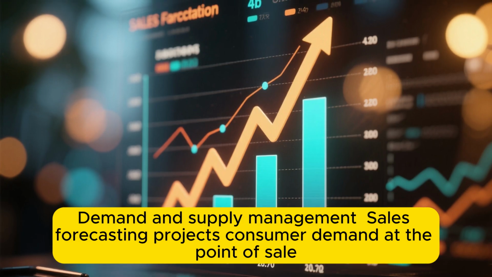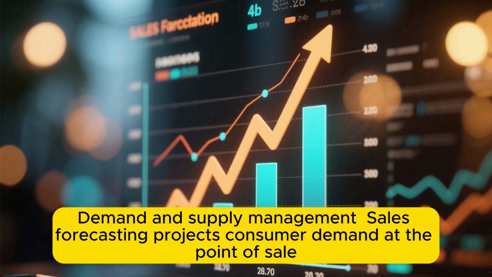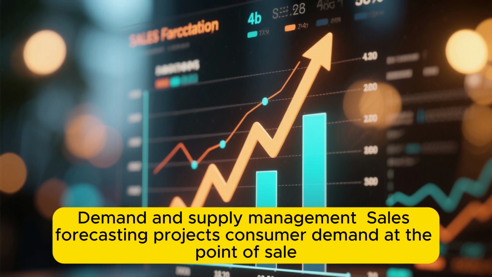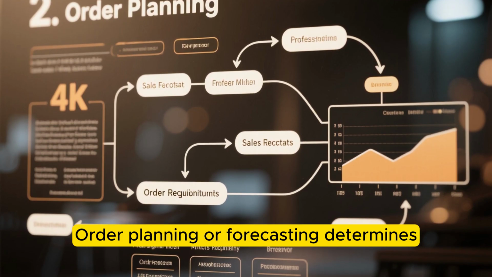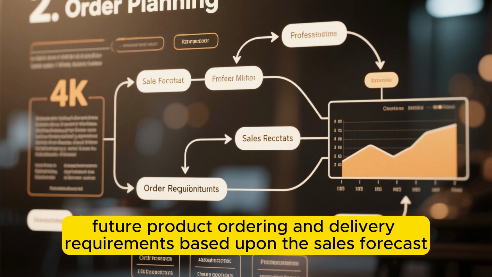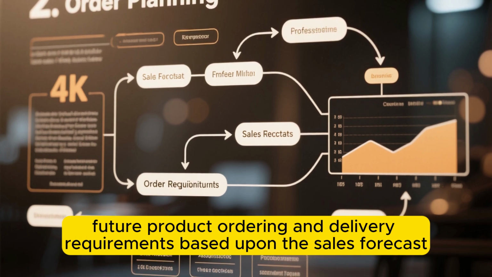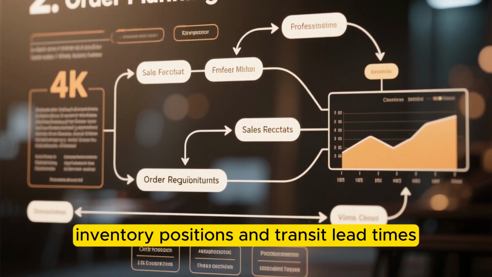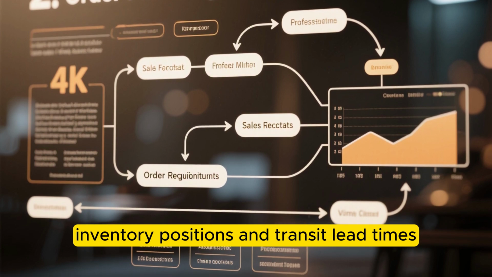Demand and supply management. Sales forecasting projects consumer demand at the point of sale. Order planning or forecasting determines future product ordering and delivery requirements based upon the sales forecast, inventory positions, and transit lead times.